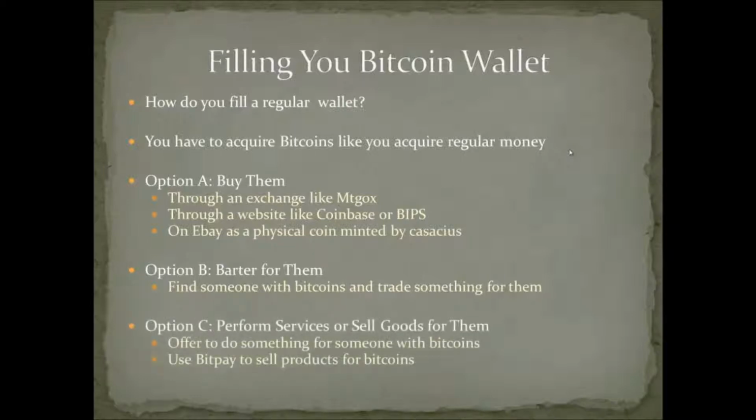And option C, just like real life, you have a job, you go work at Walmart, or you go be a doctor or an engineer, whatever you are. You can perform services to acquire Bitcoins because you're performing services to acquire dollars, or you can sell goods. In fact, if you're a merchant who runs a website, you can actually accept Bitcoins as payment using a website called BitPay.